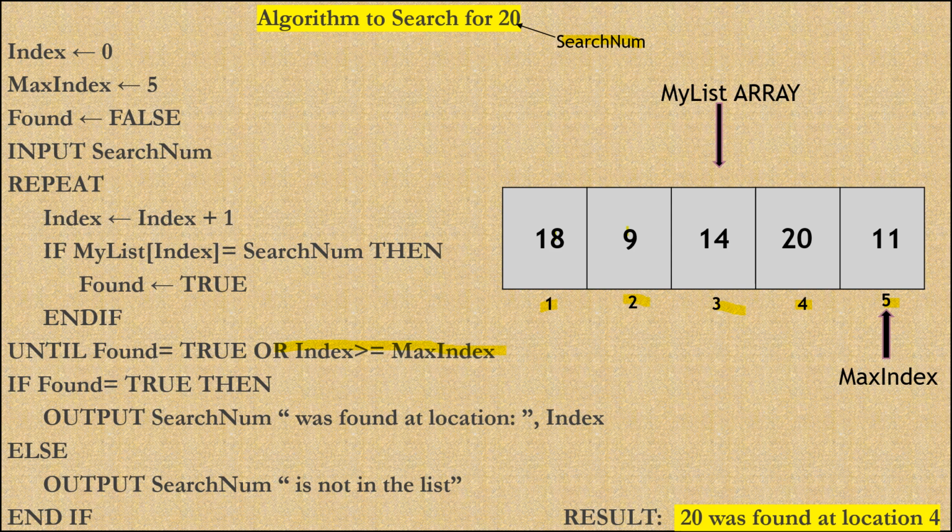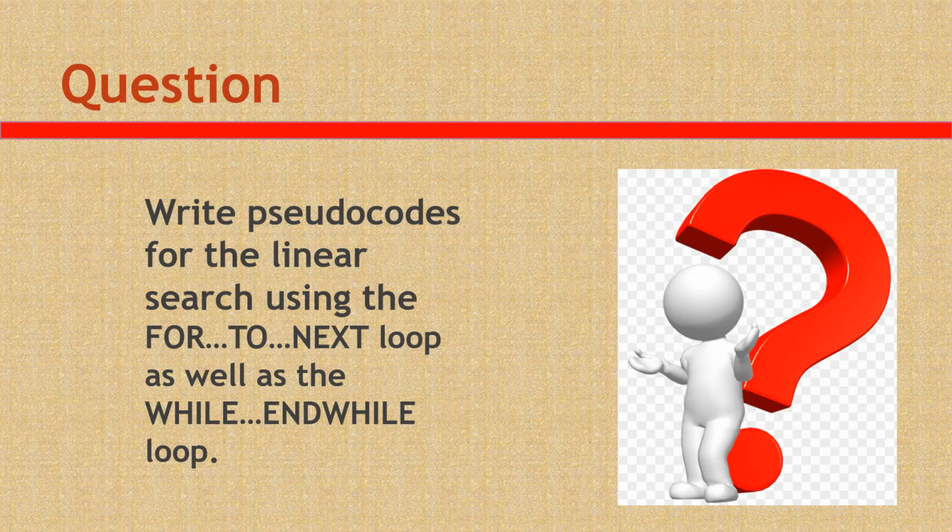So that is the linear search algorithm. I'll leave you with a question. Write a pseudocode for the linear search using the for to next loop. Try to do that, and also try to write the same linear search using the while and end while loop. That's the end of the presentation on linear search. Thank you.